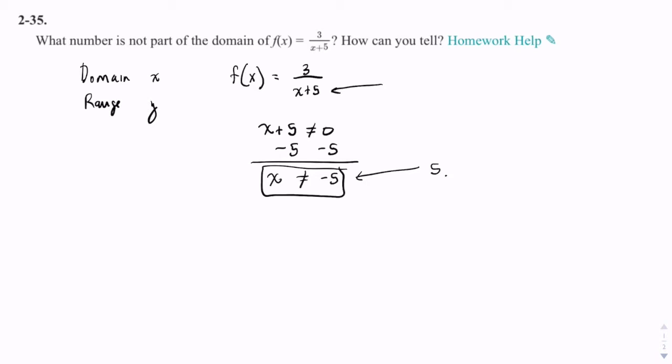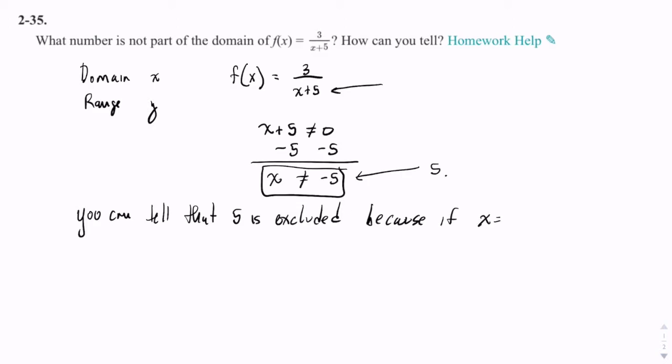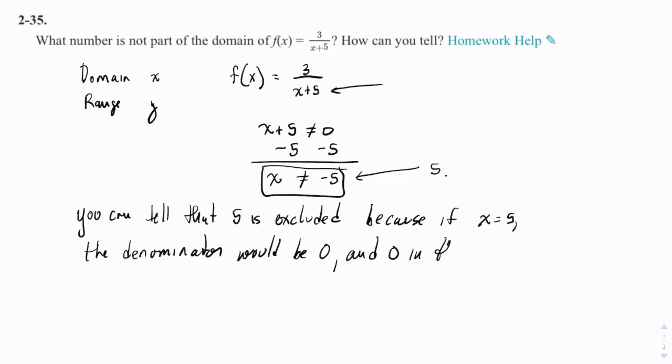And then it says, how can you tell? You can tell that -5 is excluded because, right, because if x equals -5, the denominator would be 0, and 0 in the denominator is undefined in mathematics.